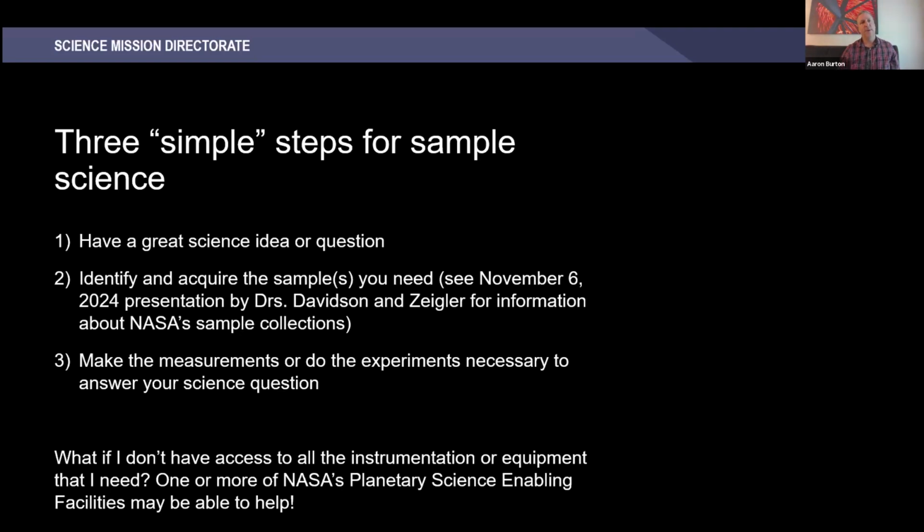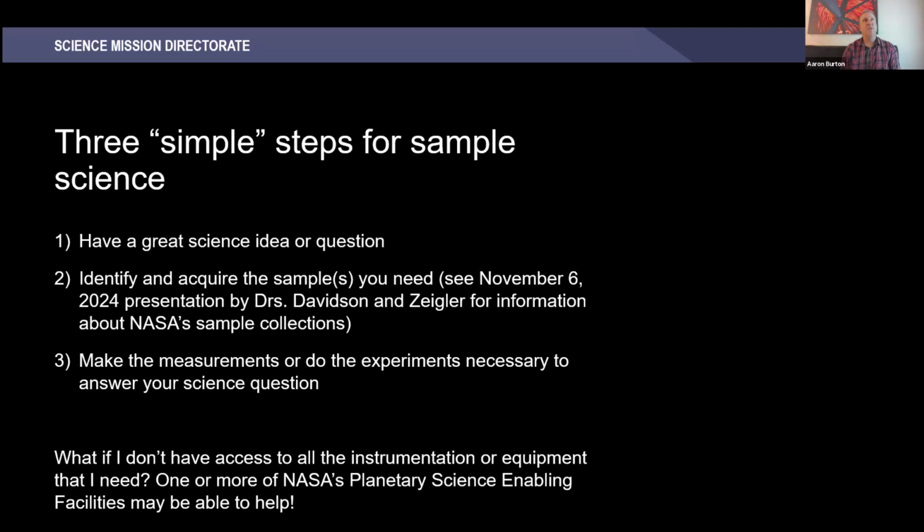And then the second step to being a sample scientist is identifying and acquiring the samples you need. So last week, there was a great presentation by Dr. Gemma Davidson and Dr. Ryan Ziegler with information about NASA's sample collections. They talked a lot about what the different collections are, as well as tips and tricks for how to actually apply to get those samples. And then once you get your samples in hand, all you have to do to be a sample scientist is just make the measurements or experiments necessary to answer your science question.